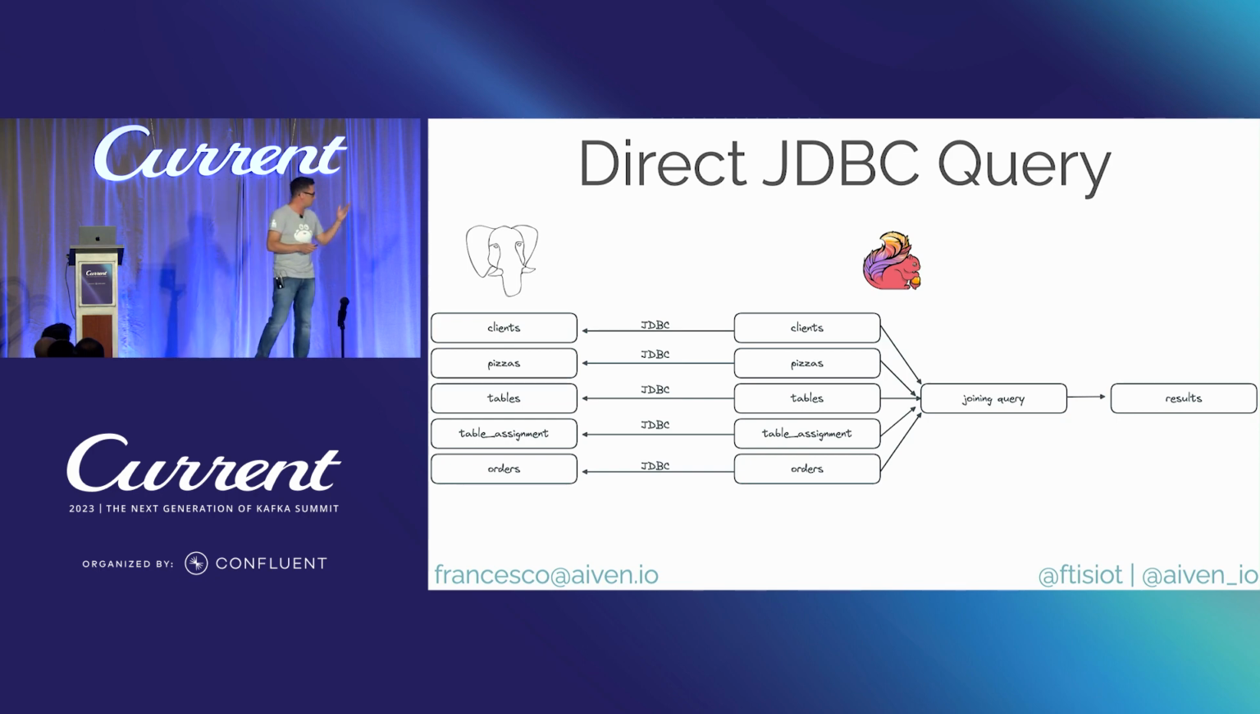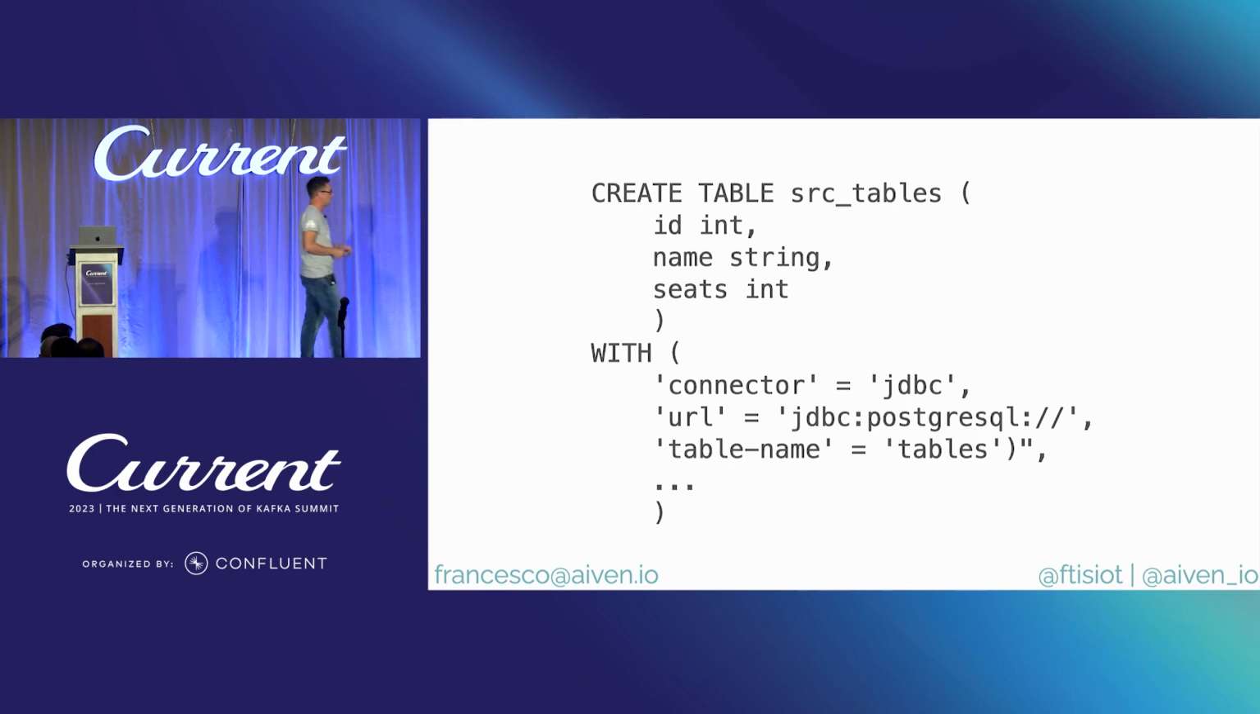Okay, let's try to do that. How do I create a table in Flink with the JDBC connector? Well, it's not too complex, because all we have to say is create a table with the columns ID, name, and seats. The connector is the JDBC connector, and then we pass the URL of the Postgres database and the table name. We do the same or similar SQL for the 5 tables that we had in Postgres, and then we need to write the joining query.